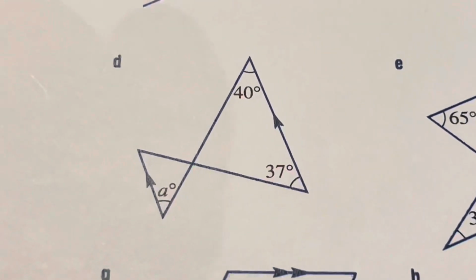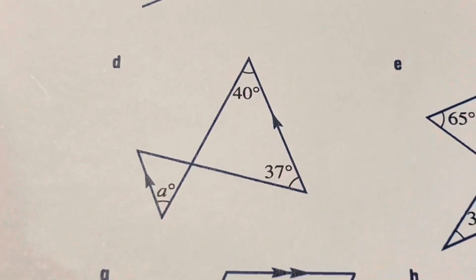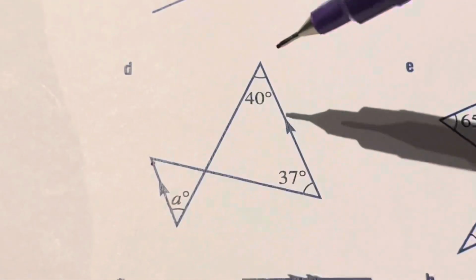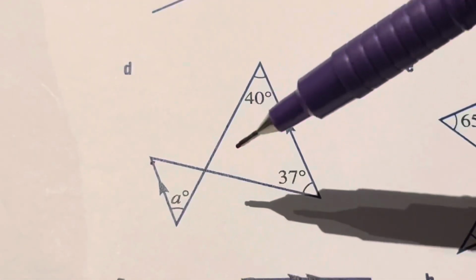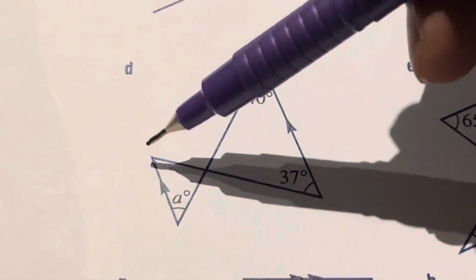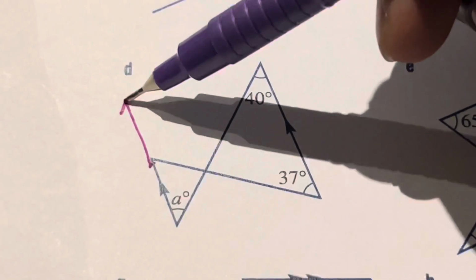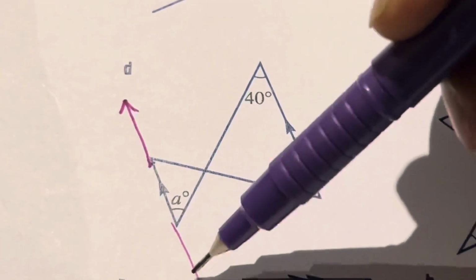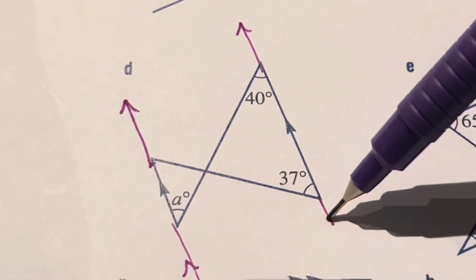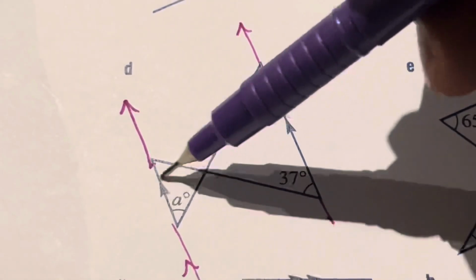So now we're looking at question 6D from exercise 2B from the Year 8 textbook. So what I'm going to look at is trying to figure out what they're trying to ask for. They're trying to ask for this value of A. But what I'm going to do first is extend these lines, because these two are parallel lines. What gives it away? It's these guys over here.